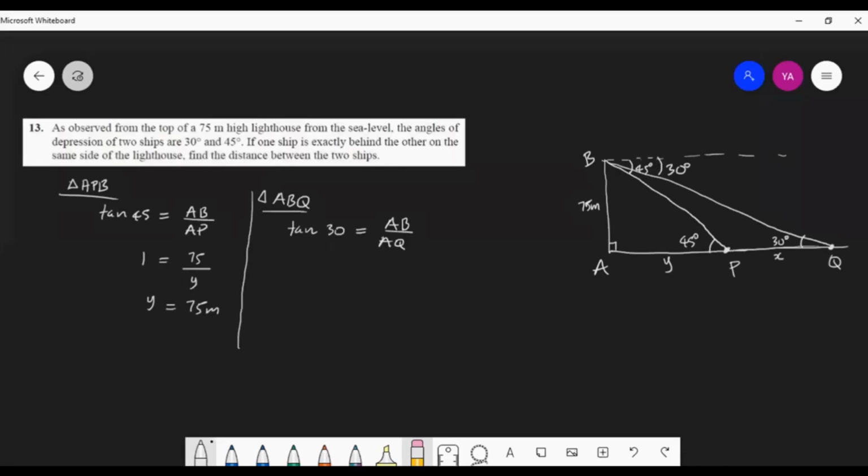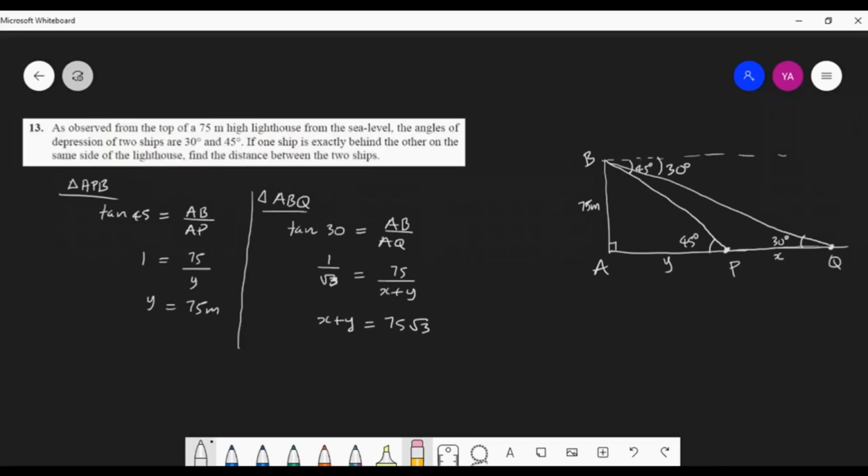Tan 30, what is tan 30? 1 by root 3. So 1 by root 3 is equal to AB, we know 75, by AQ. AQ is equal to x plus y. Then cross multiply, you will get x plus y is equal to 75 root 3.